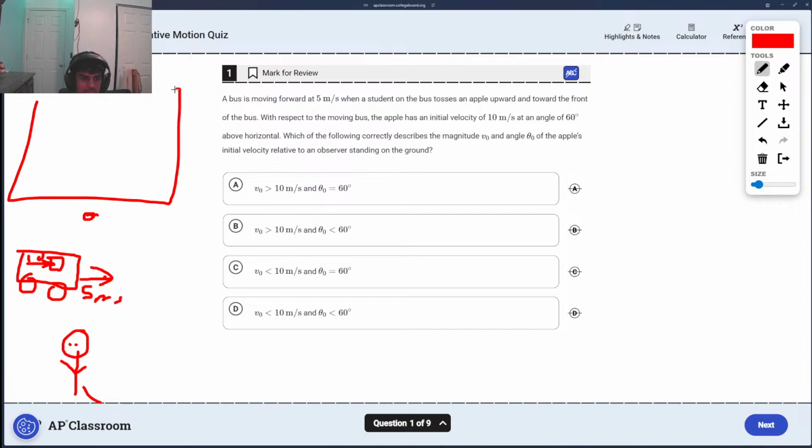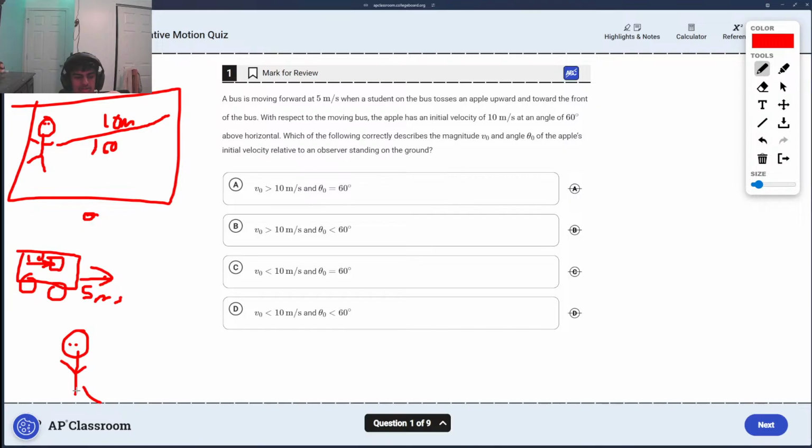Okay, so let's make the bus bigger. So in the bus, the bus is already moving forward at 5 meters per second and you add the horizontal vector to make it sine 60 times 10. No, but 10 is the hypotenuse. That's the velocity. Yeah, sine 60, and you get, oh wait, no, cosine 60. The initial velocity relative to an observer.